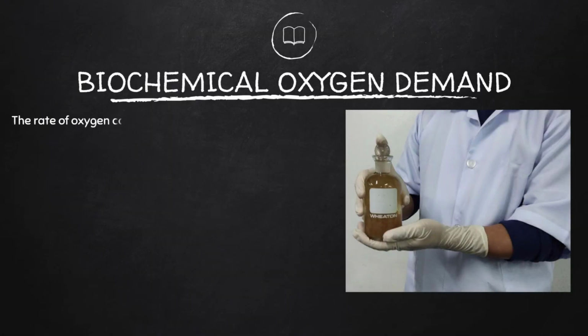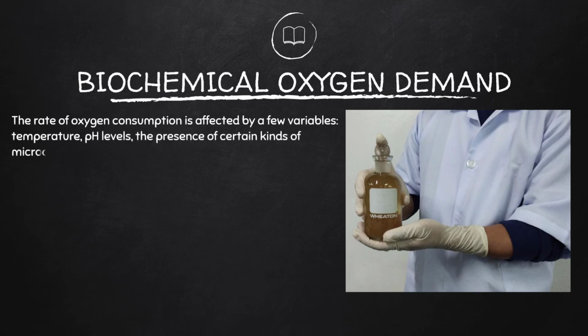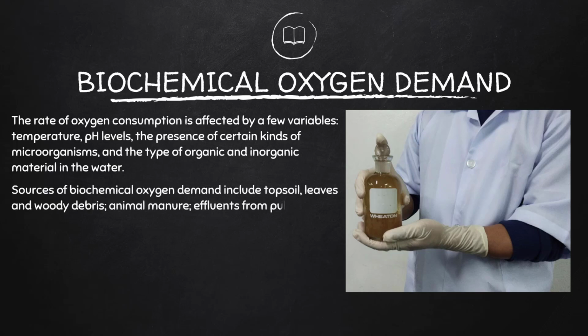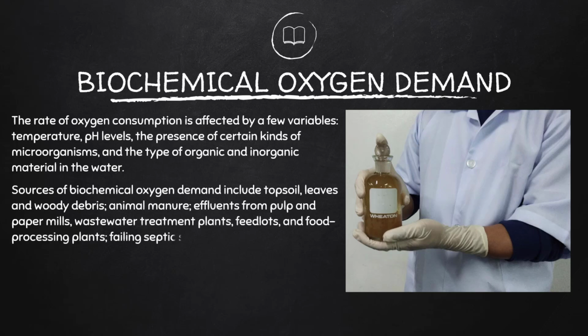The rate of oxygen consumption is affected by a few variables: temperature, pH levels, the presence of certain kinds of microorganisms, and the type of organic and inorganic material in the water. Sources of biochemical oxygen demand include topsoil, leaves and woody debris, animal manure, effluents from pulp and paper mills, wastewater treatment plants, feedlots, and food processing plants, failing septic systems, and urban stormwater runoff.